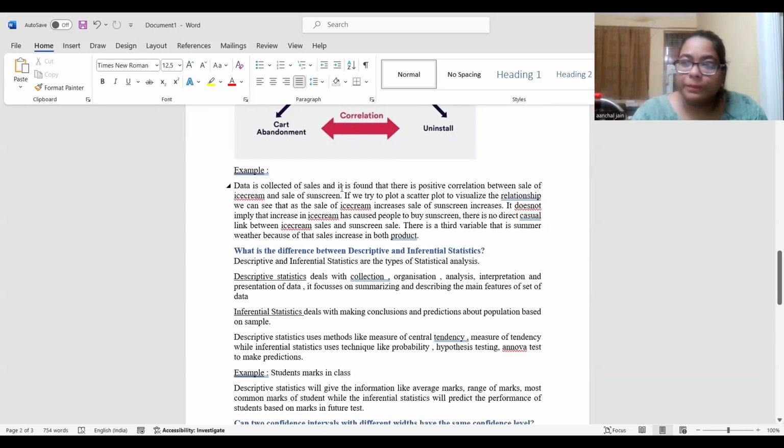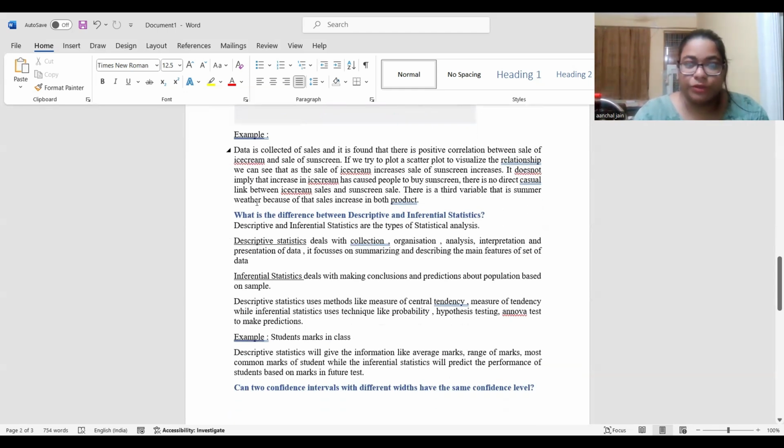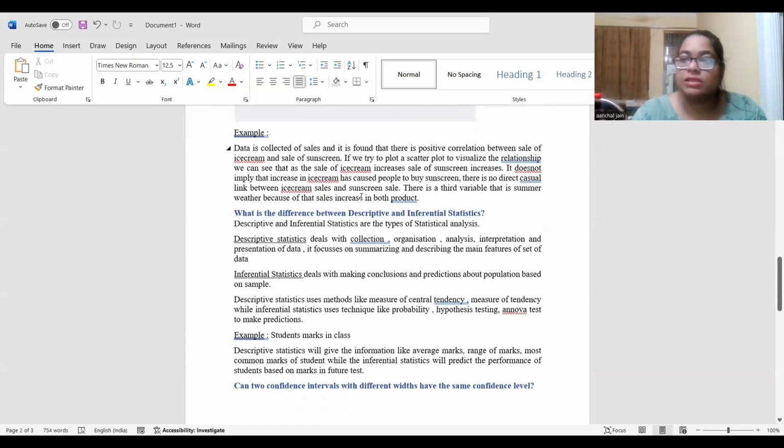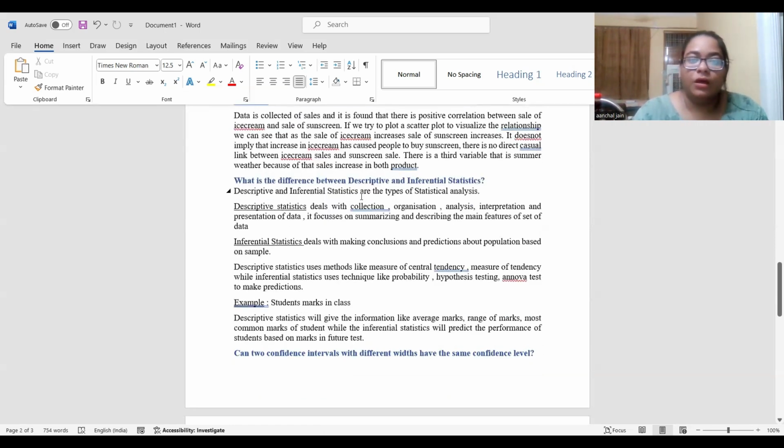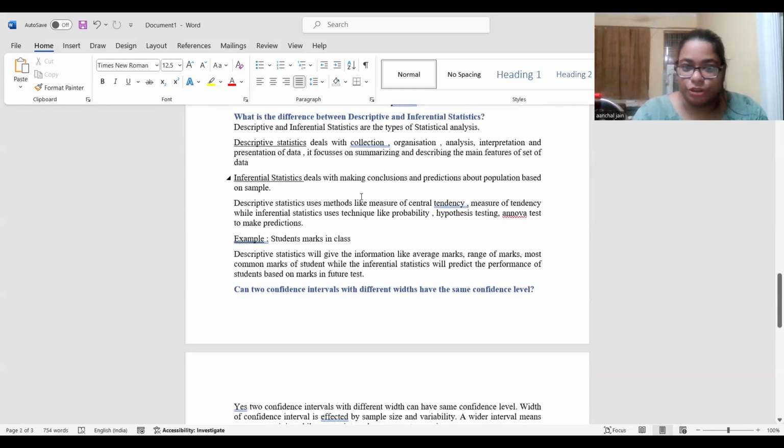So it does not imply that the increase in ice cream sales has caused people to buy sunscreen or vice versa. There is no direct relation between ice cream sales and sunscreen sales. There is a third variable, that is summer weather, because of which the sales of both products have increased. Now let's move on to the fourth question.